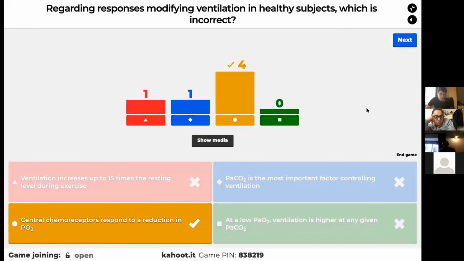PO2, there's normally a minimal response to it unless it drops below 8 kilopascals. pH predominantly affects your peripheral chemoreceptors, and exercise will cause a significant increase in your minute volume, and it can increase above 15 times your normal resting rate and increase your oxygen uptake to 4 liters a minute.